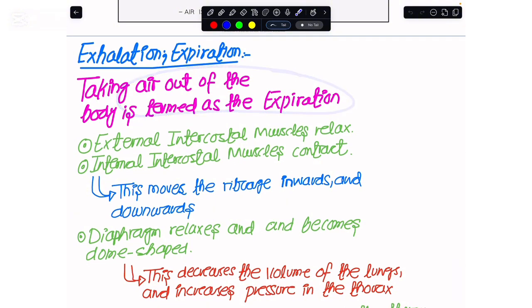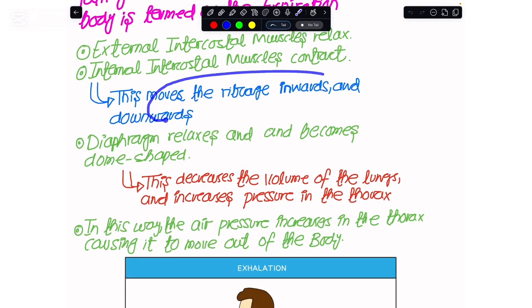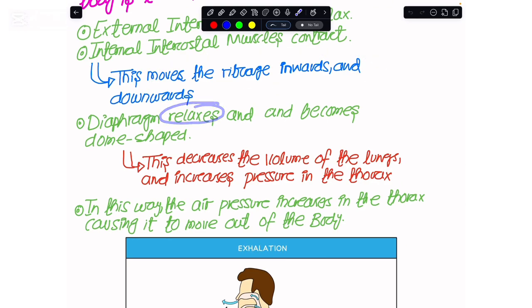So let me take you through the exhalation process. When we take the air out of the lungs or the airways or the thorax, this is expiration. In that, the external intercostal muscles relax, the internal intercostal muscles contract, and we move the rib cage inward and downward. The diaphragm relaxes and becomes dome shaped again. This decreases the volume within the thorax or the lungs and increases the pressure in the thorax. By that, the pressure of the external air is lower than the air pressure in the lungs, and the air is expelled out of the lungs. So I hope you are clear with this ventilation or breathing process.